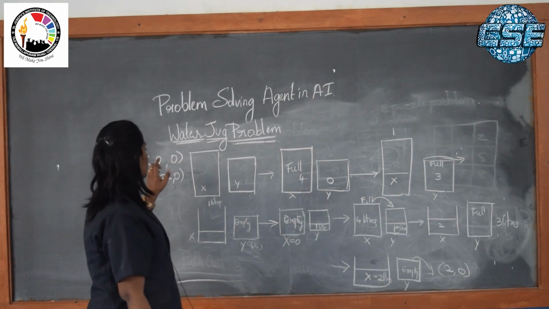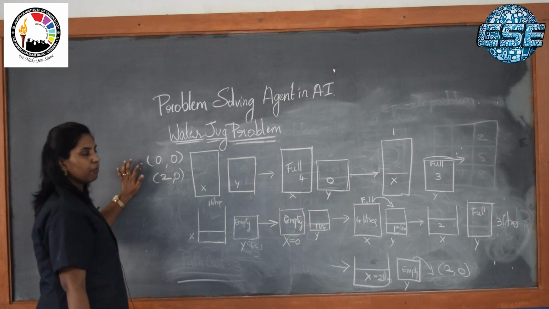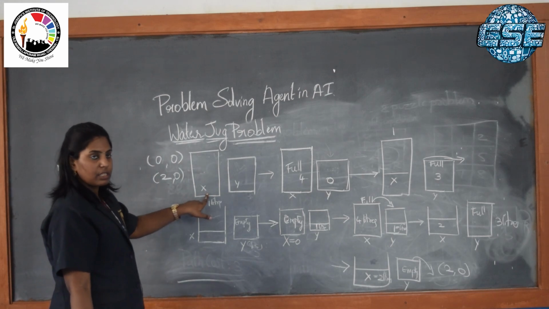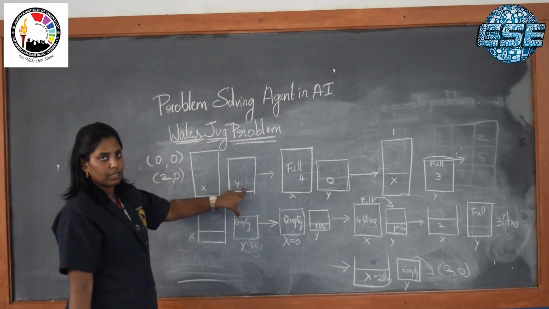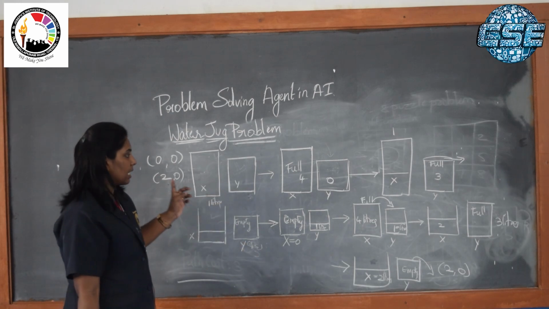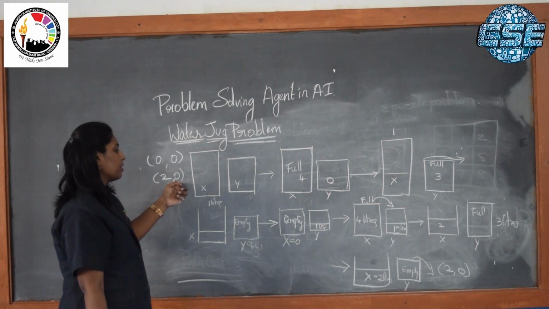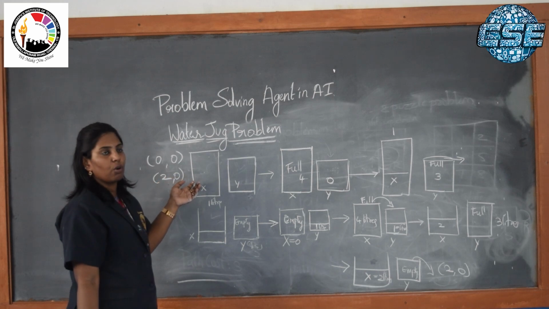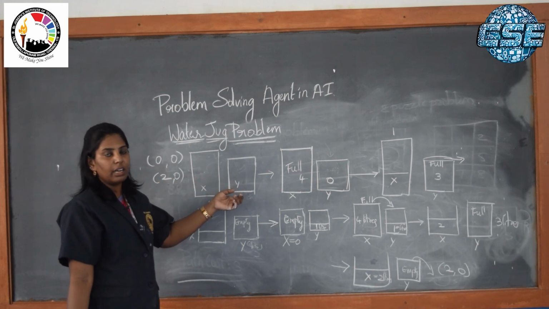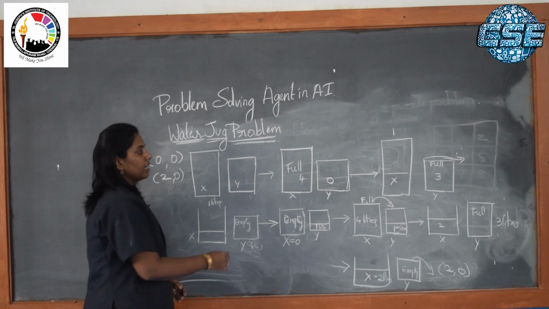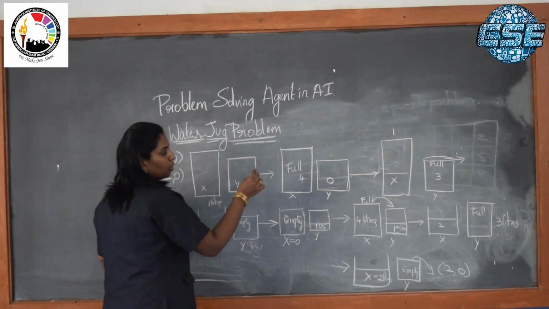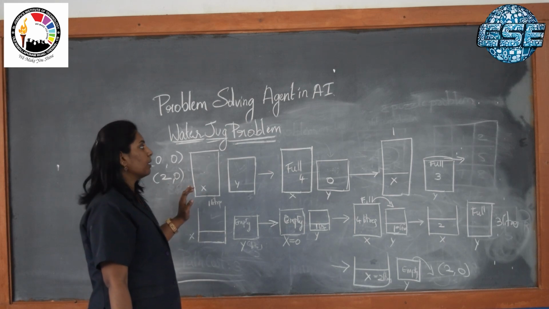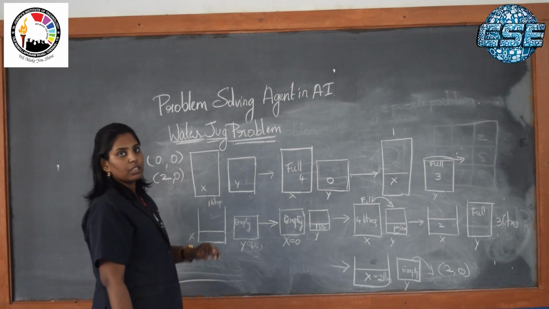From what we started with, the initial state was X with 0 liters and Y with 0 liters, and finally we got the answer as 2 liters inside X and 0 liters inside Y. The actions we performed were pouring the water from one jar to another jar and measuring the levels, that is whether it is 4 or 3 liters in X and Y. These are all the actions we performed to get the result. That is the water jug problem.